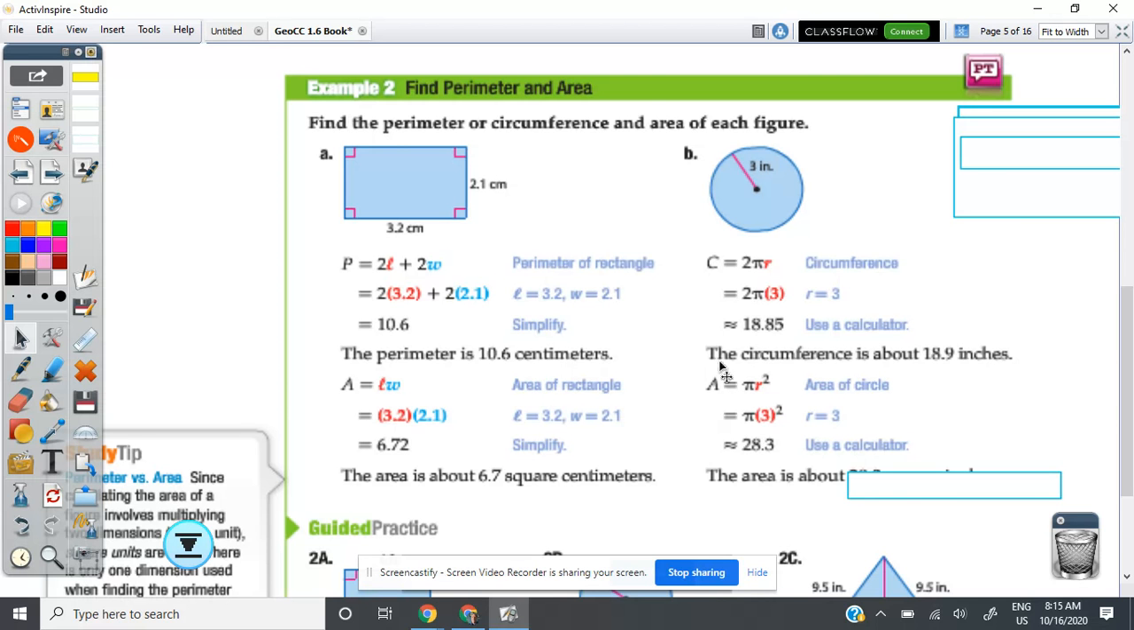Now again, we're talking about area, so we're talking about how many squares does it take to cover the inside here. Any questions so far? It's kind of one of the easier ones, and because most of you probably already know this, they're basic substitutions.